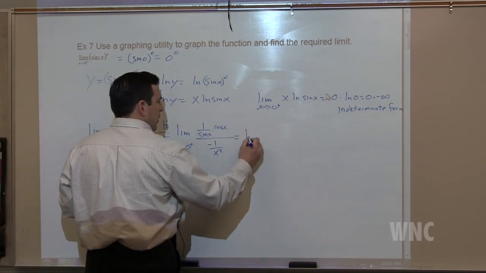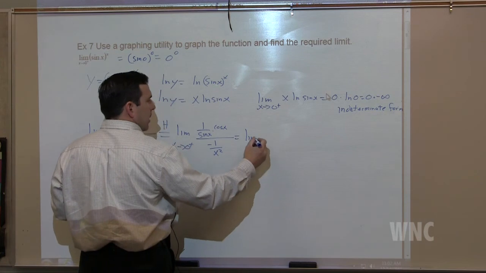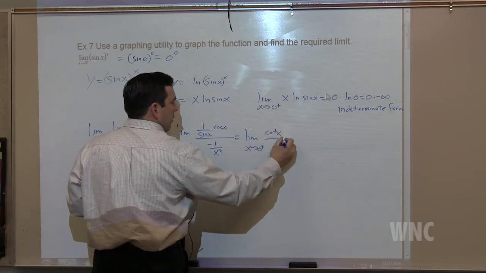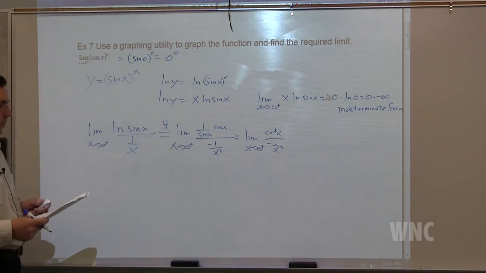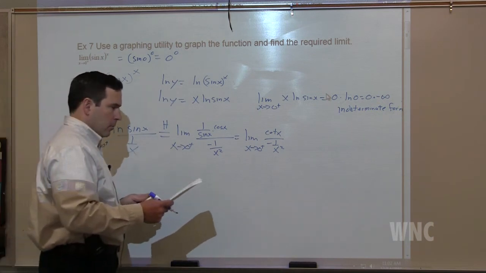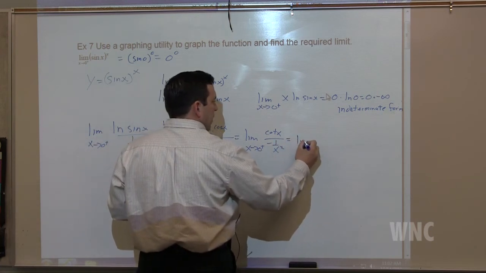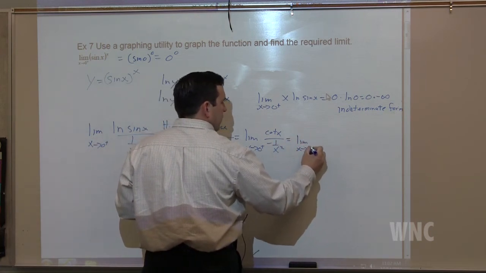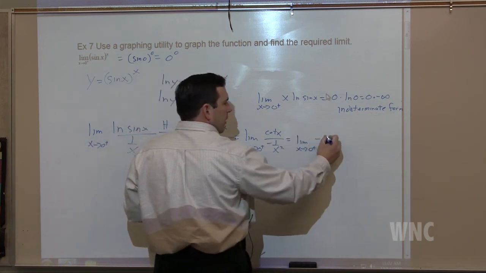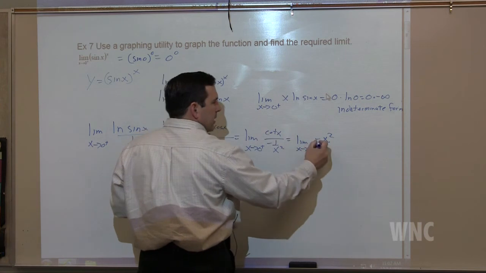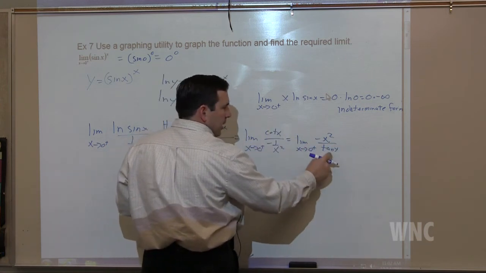So we have the limit as x goes to 0 from the right side of cotangent x over negative 1 over x squared. Now, what if we wrote this as the limit as x goes to 0 of 1 over x squared, so this can be negative x squared. Cotangent is the same thing as 1 over tangent x. So cotangent is 1 over tangent.